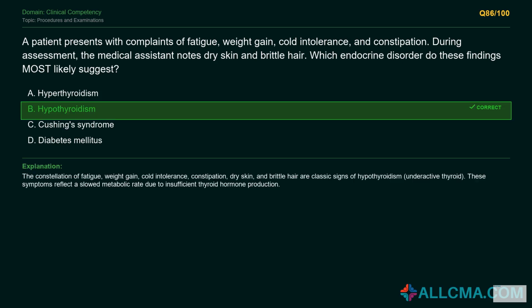The correct answer is B. The constellation of fatigue, weight gain, cold intolerance, constipation, dry skin, and brittle hair are classic signs of hypothyroidism, underactive thyroid. These symptoms reflect a slowed metabolic rate due to insufficient thyroid hormone production.